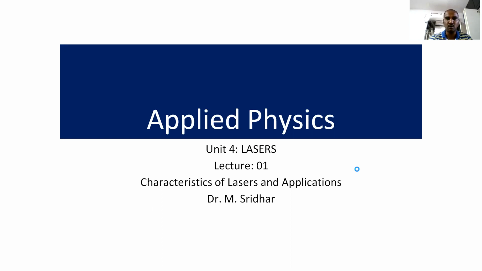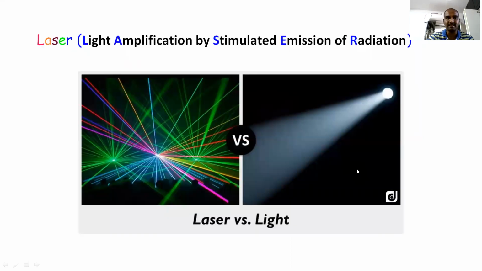First of all, you have to know what the abbreviation of laser is. The acronym of laser is light amplification by stimulated emission of radiation. By observing this abbreviation, you can very easily understand that light is a kind of radiation. Like all other light radiations, it is also a kind of electromagnetic radiation.